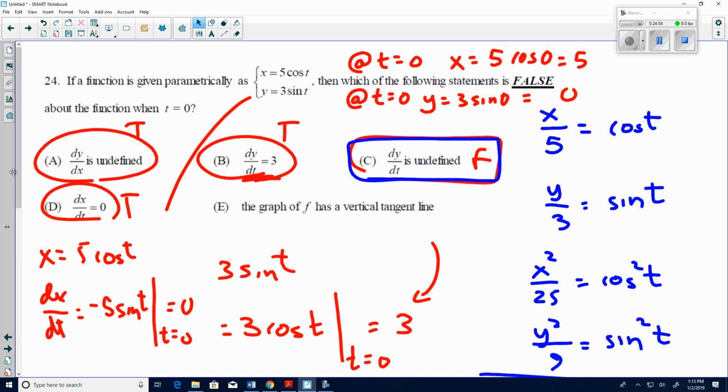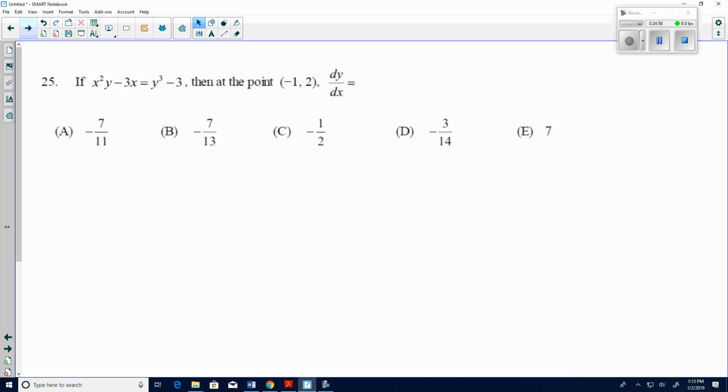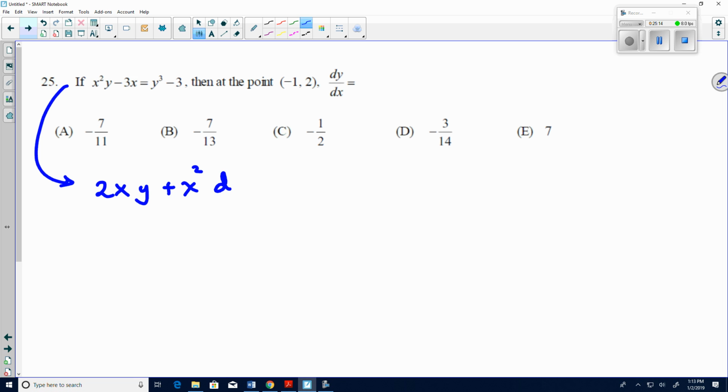Okay, 25. We've got this implicit differentiation problem. Doesn't look terribly impossible, so we'll differentiate implicitly. The derivative of the product is the derivative of the first times the second plus the first times the derivative of the second. I like to do dy/dx. That takes care of that.